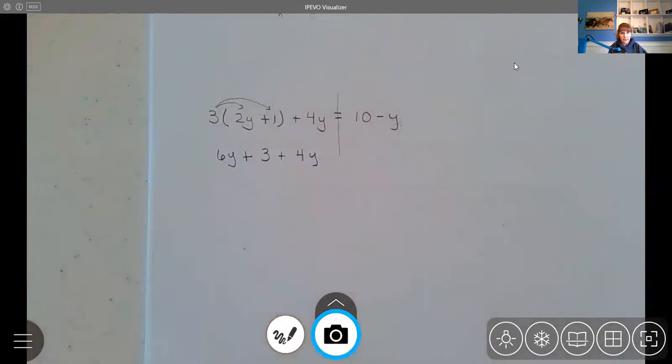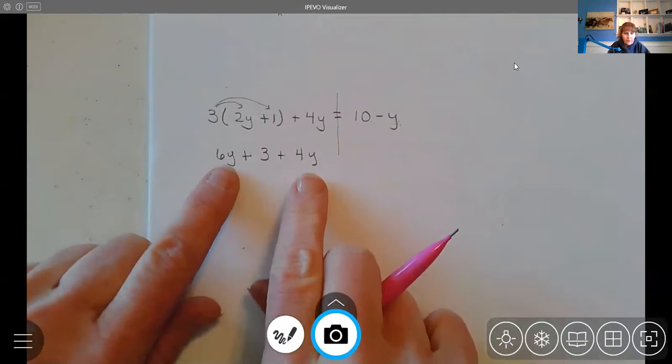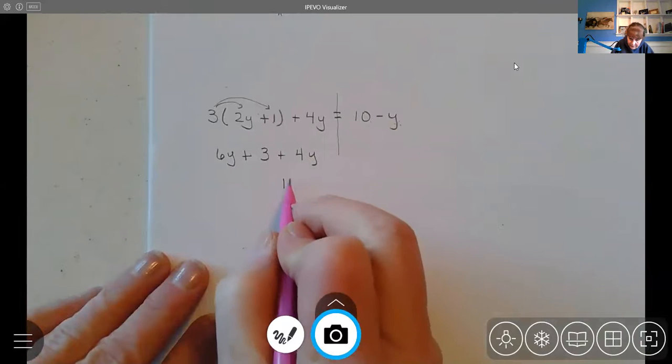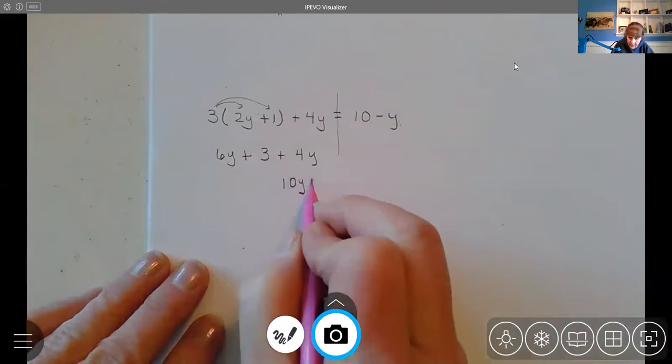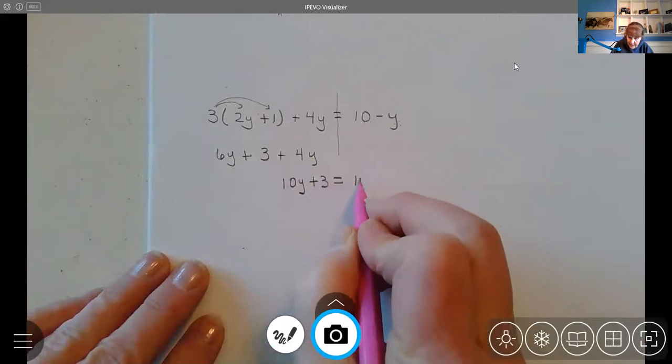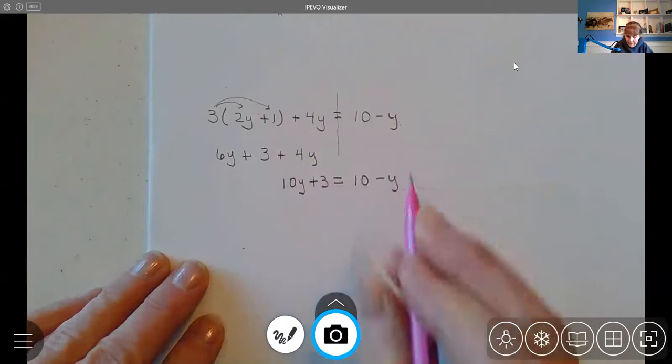So get rid of your parentheses. Now combine like terms, which gives us 6y and the 4y. Those are the like terms. We'll combine those and get 10y. Plus the 3 stays separate. Over here we have 10 minus y.